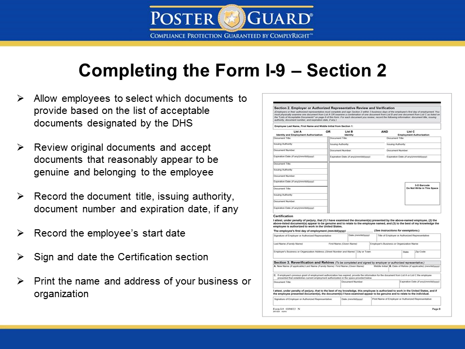You complete Section 2 basically by examining the documents presented by the employee and then recording the document information in the appropriate columns on the form. And on this slide you can see a current image of Section 2 to see what it looks like. So keep in mind when you're completing this step, you need to allow the employees to select which documents to provide based on the list of acceptable documents designated by the DHS.